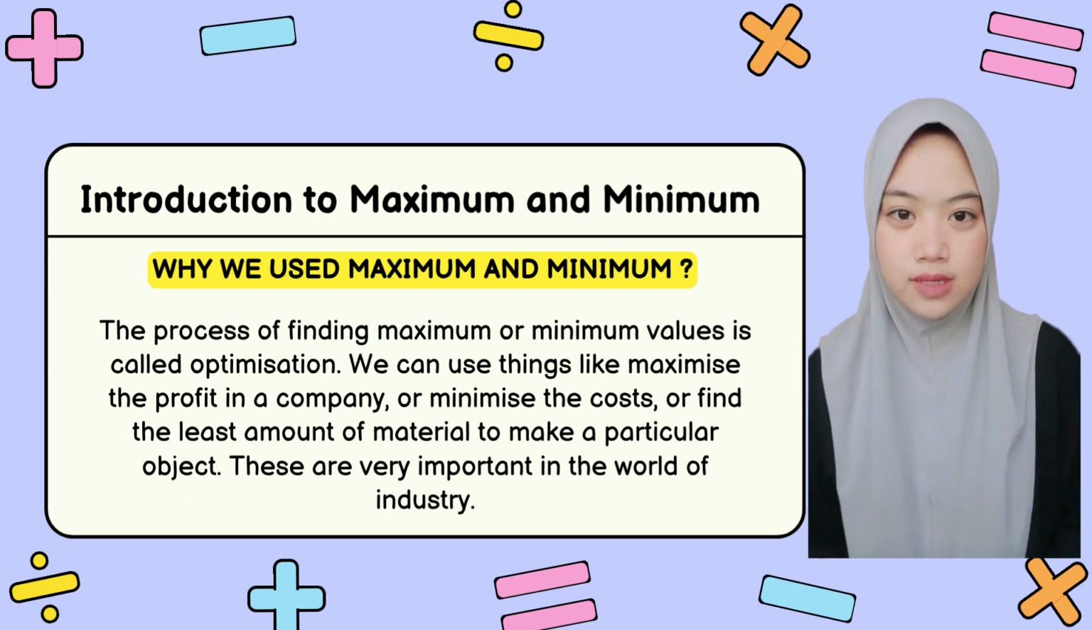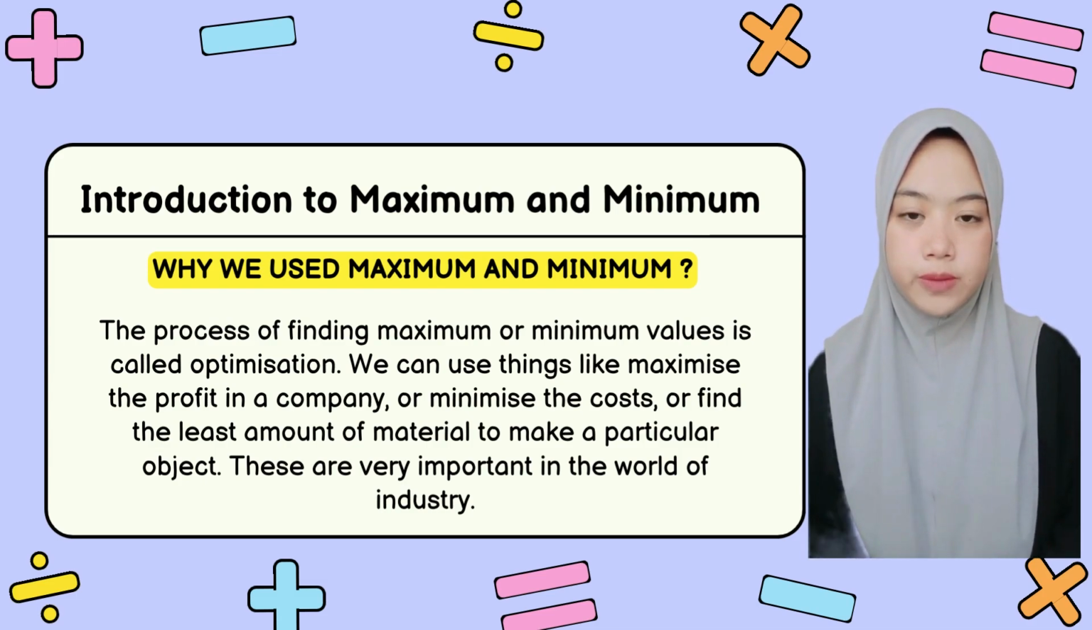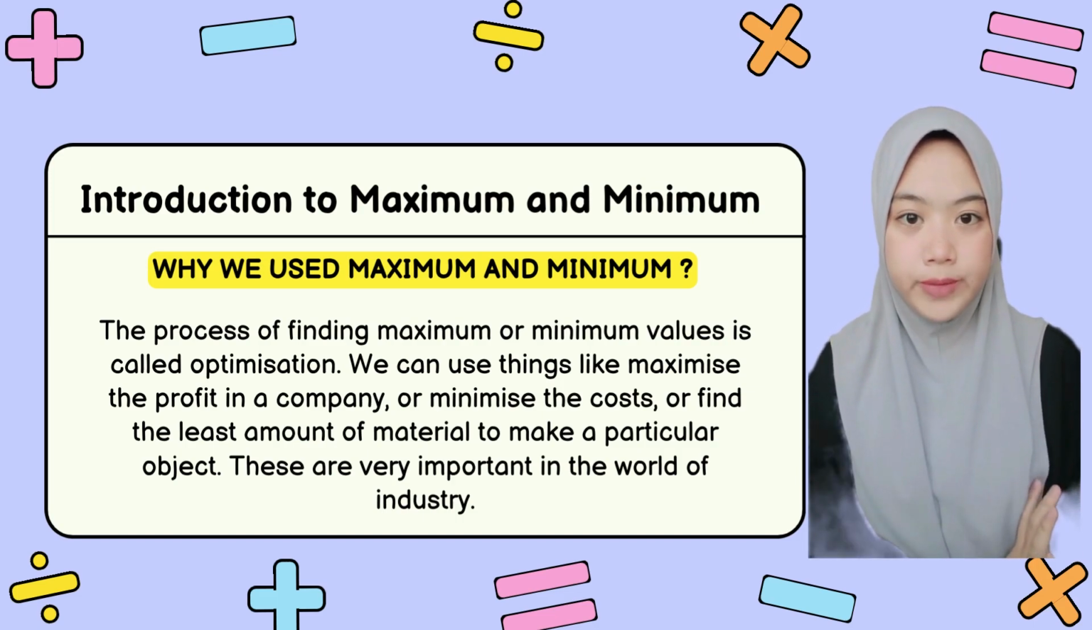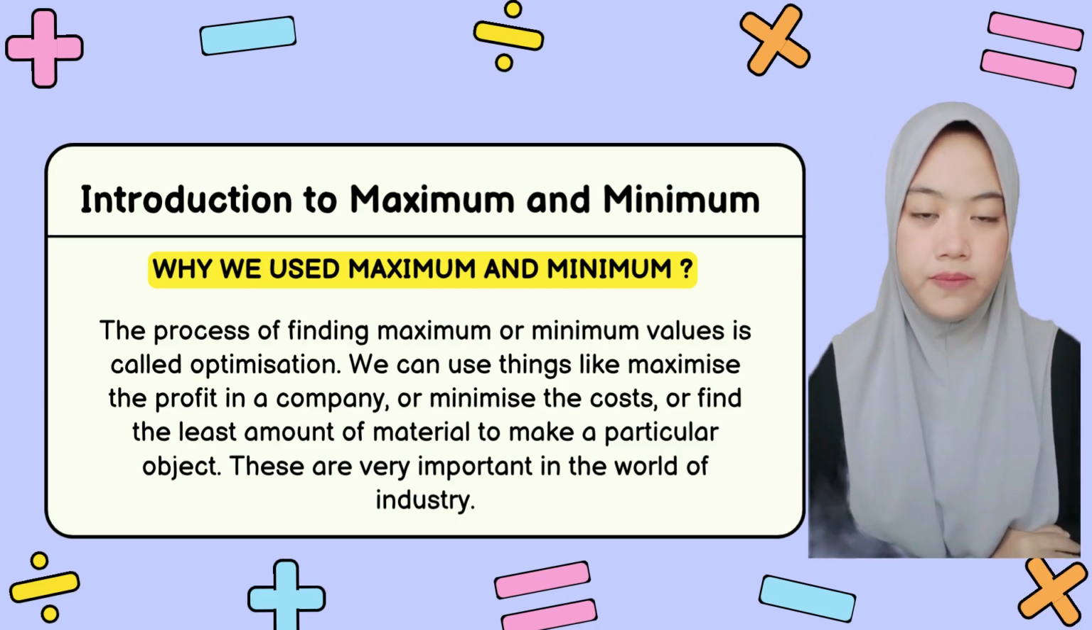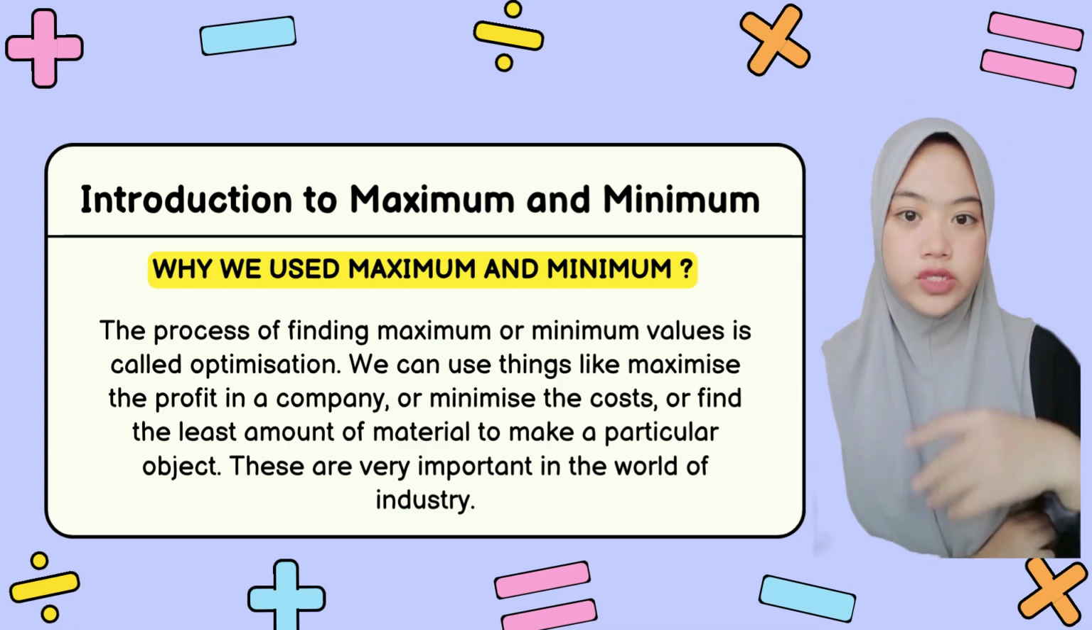Why do we use maximum and minimum? The process of finding maximum and minimum value is called optimization. We can use it to maximize the profit in a company, minimize the cost, or find the least amount of material to make a particular object. These are very important in the world of industry.